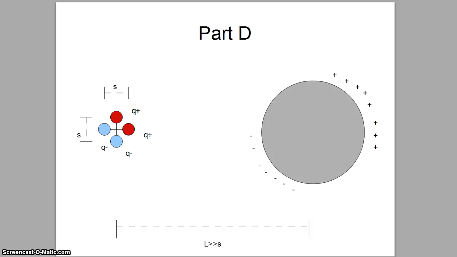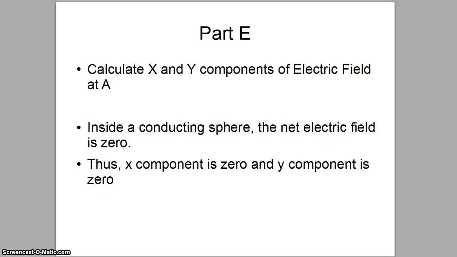Now I know that you're thinking, oh man, we're going to have to do a lot more math. That top part really got me confused. Don't worry, this is very simple. Because it's inside a conducting sphere, no matter where you are, the fields are going to be canceled out. That's right, the net electric field anywhere inside a conducting sphere is 0. Thus, the x component of the electric field is 0, and the y component of the electric field is 0.